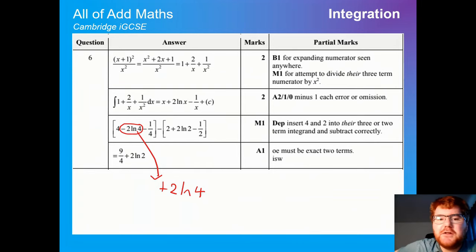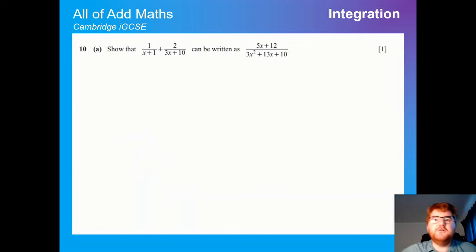One thing to notice about the working here, there is a mistake in the mark scheme. They should have written a plus 2 ln 4 instead. You get to the answer here, but they've just put a mistake in the working as we go along. Right, on to a more difficult question. It starts off nice, but it gets difficult as we go along.